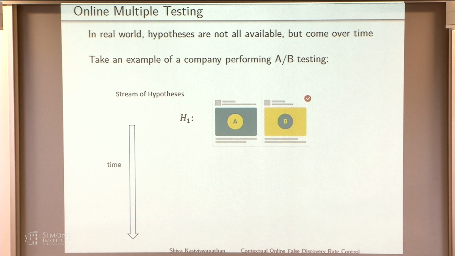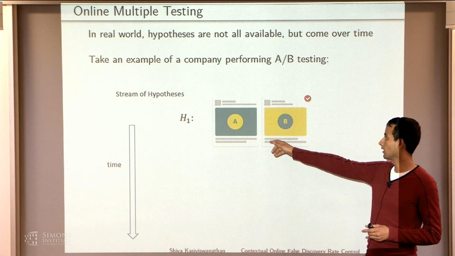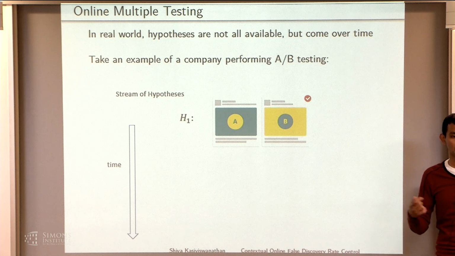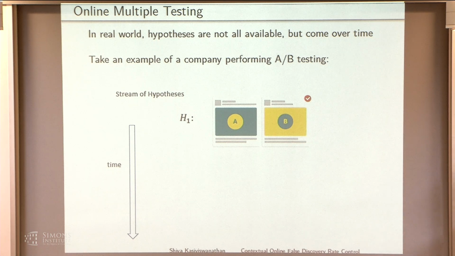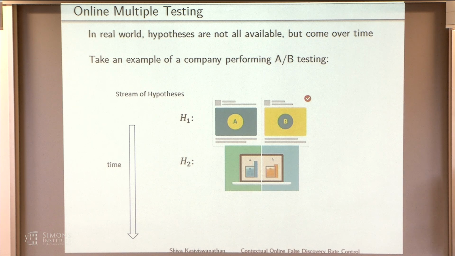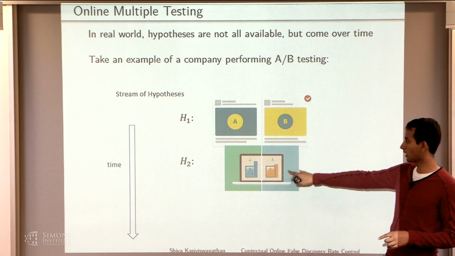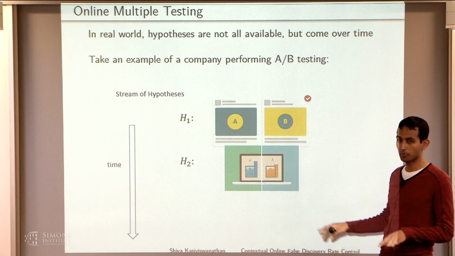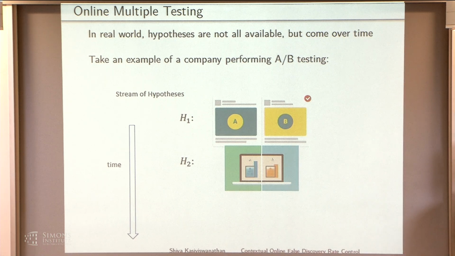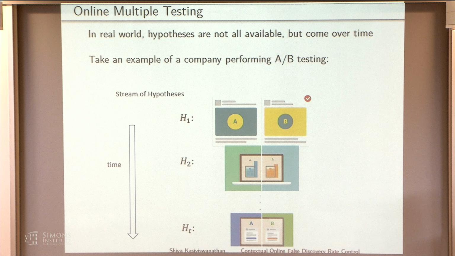Let's take a simple example. Let's say a company is doing A/B testing on a web page, looking at the click-through rate. You might set up a hypothesis saying that changing the color would increase my click-through rate, making it more likely that people will click the page. Based on that result, you might create another test: depending on how the color looks, if I look at a mobile version, how does my click-through rate change? You might construct a sequence of these tests based on the results of the previous tests that you already have. So the hypotheses are not known a priori, they come over time in a stream.